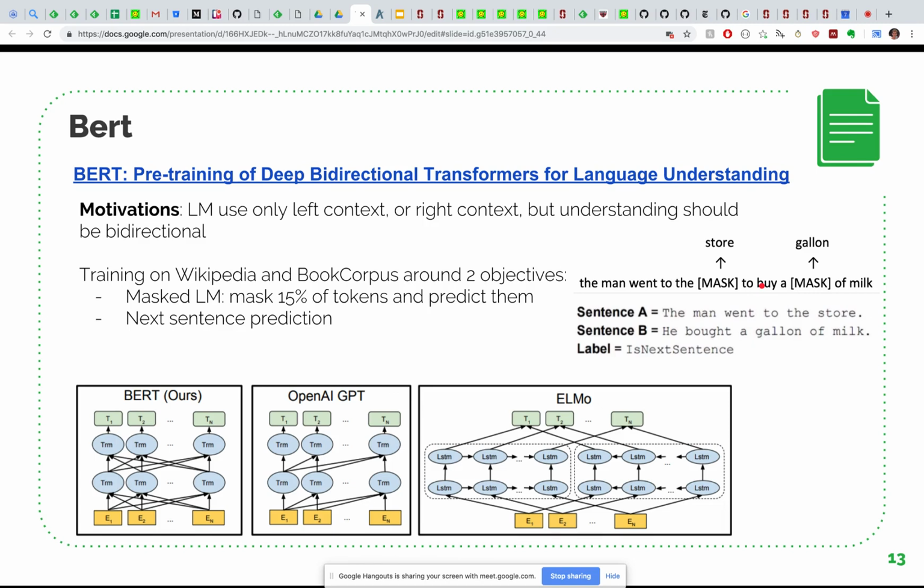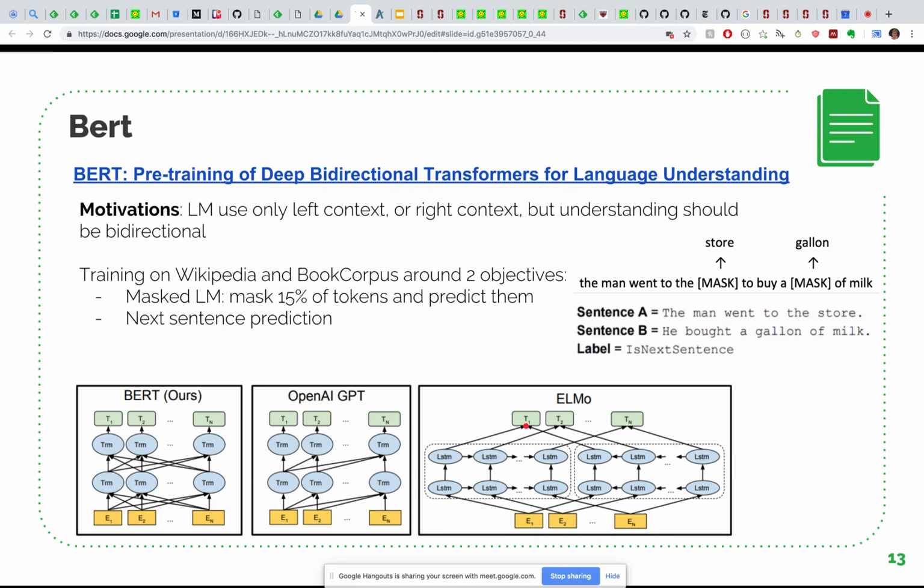They mask about 15% of tokens in the dataset, and the task is about predicting what these tokens are. The second task they train on is similar to next word prediction, but at the sentence level. They take one sentence, "the man went to the store," and another sentence, "he bought a gallon of milk," and the goal is to predict whether the second sentence happens after the first sentence or not.